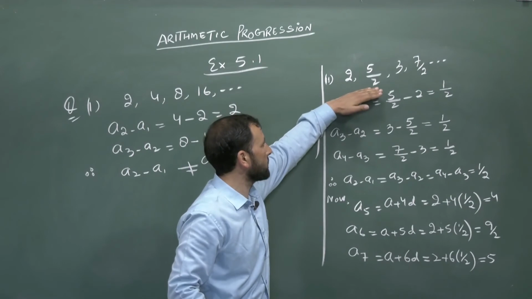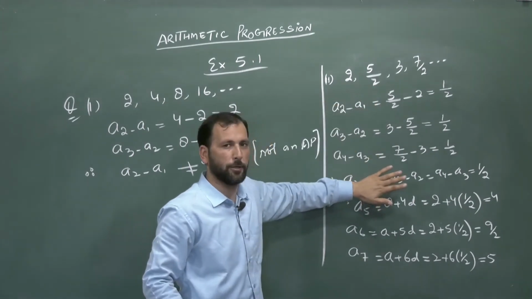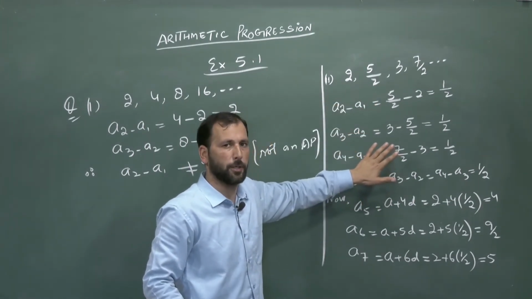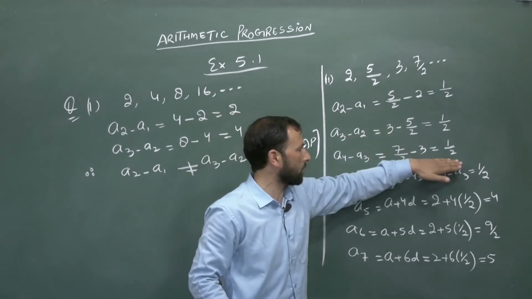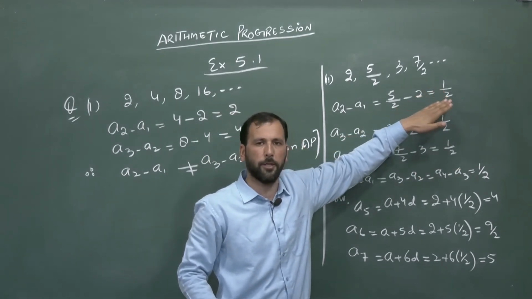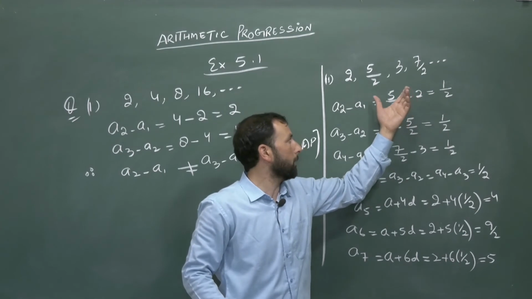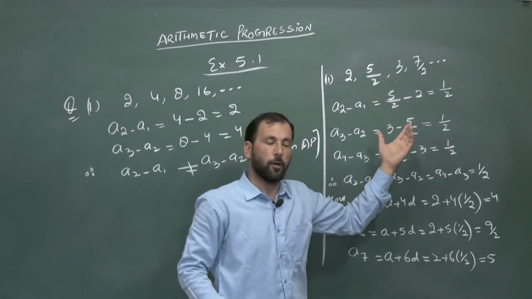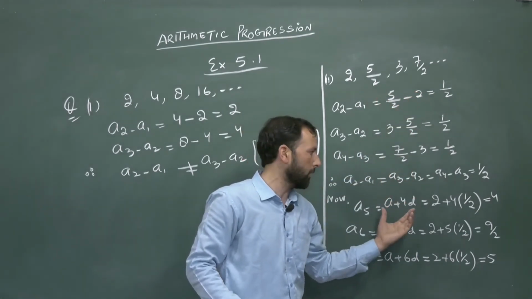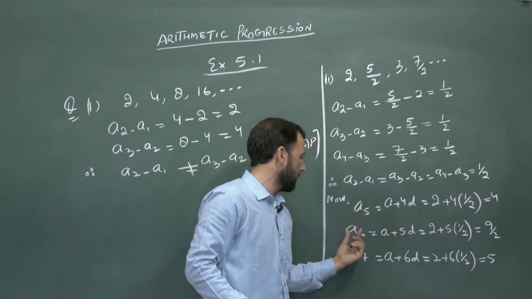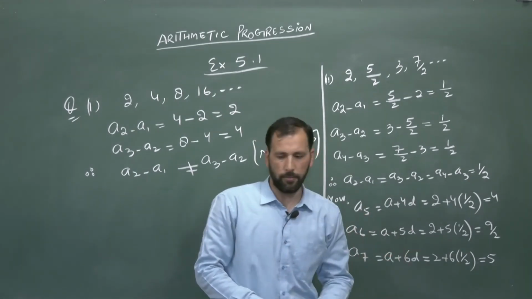So yes, this list of numbers forms an arithmetic progression. Why is it an arithmetic progression? Because the common difference is same everywhere, 1 by 2. And if the given list of numbers forms an arithmetic progression, then according to the question, find the next 3 more terms, that is A5, A6 and A7.